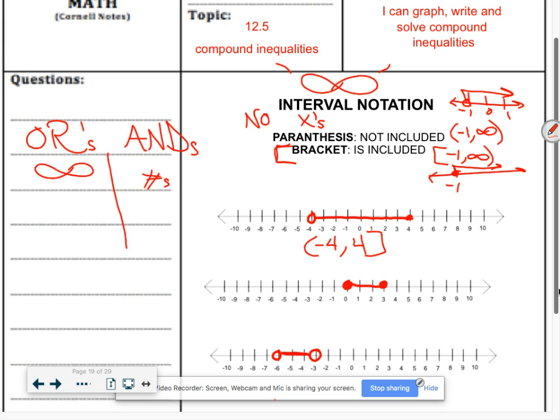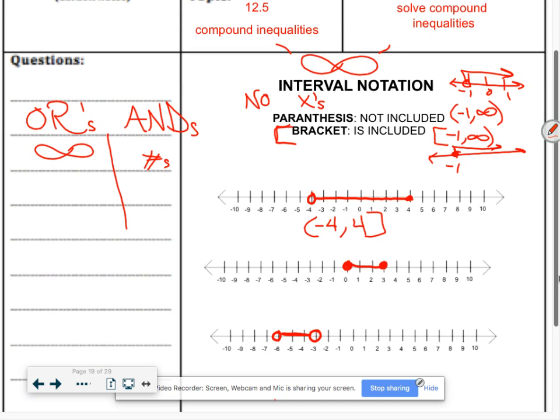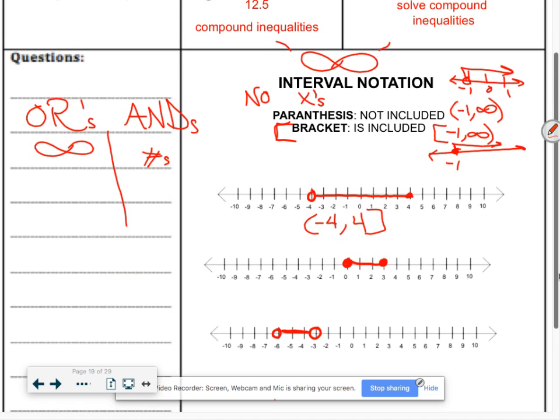So +4 bracket. That's how you write this. The difference between this and a point is brackets. Why is it a bracket? Because it's colored in. Brackets do colored in. It's like a solid. Is there going to be a bracket on the other side? No, because that's not colored in there, so it's a parenthesis.